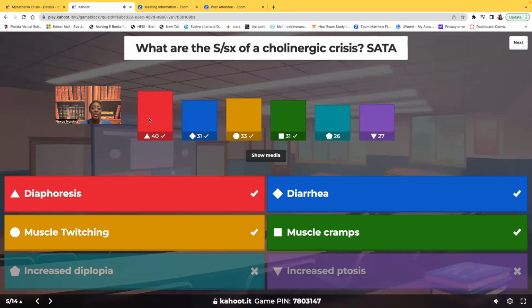All right, so the signs and symptoms of cholinergic crisis: the patient is over medicated with the anticholinesterase agents. We expect to see diaphoresis, the sweating all over the place, diarrhea, that muscle twitching, muscle cramps. Two signs and symptoms we don't expect to see are increased diplopia and increased ptosis. I want you to think about it. Diplopia, that double vision; ptosis, the drooping of the eyelids. We see that in what? Myasthenia gravis, right? We see that in that extreme muscle weakness.